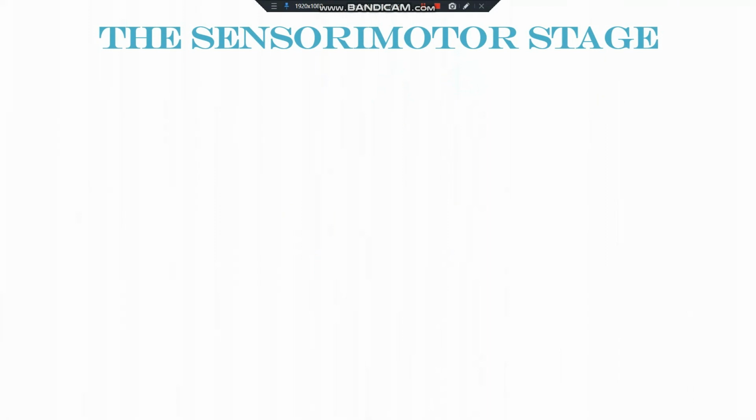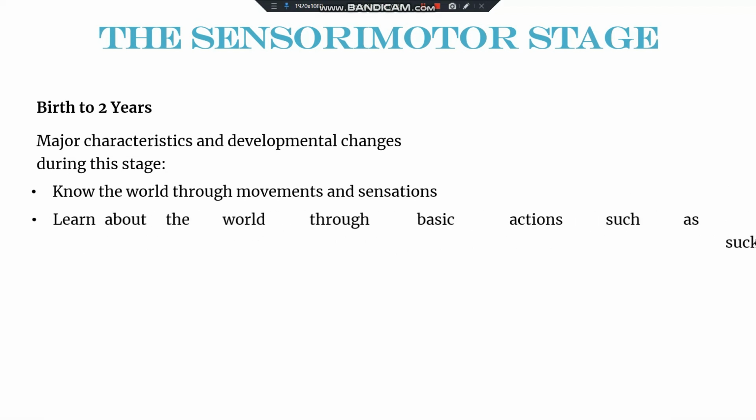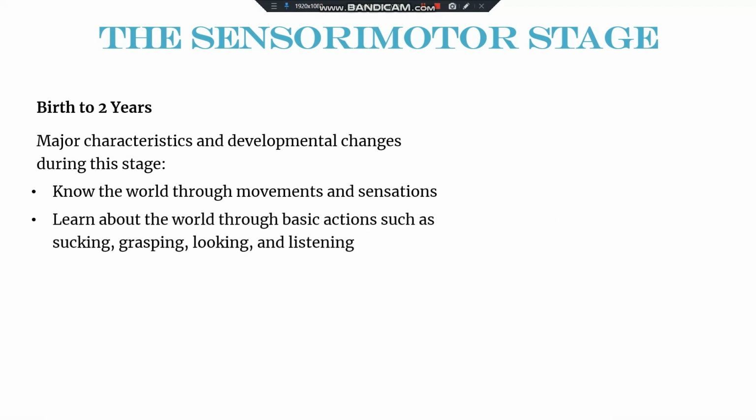So the sensorimotor stage begins from birth up to 2 years of age. These are the major characteristics and developmental changes during this stage. First, children know the world through movements and sensations, and then they learn about the world through basic actions such as sucking, grasping, looking, and listening.